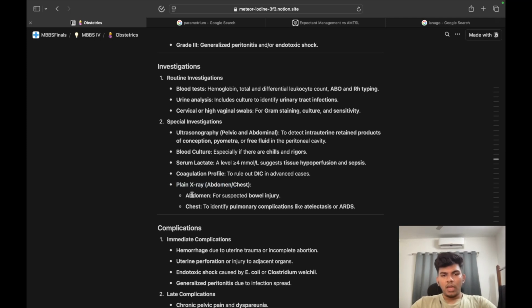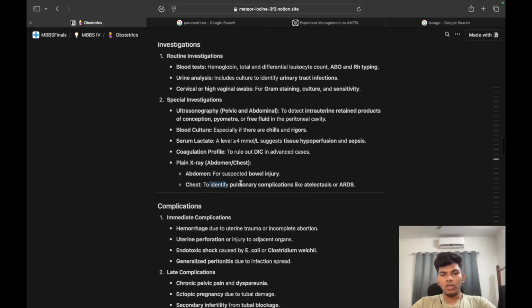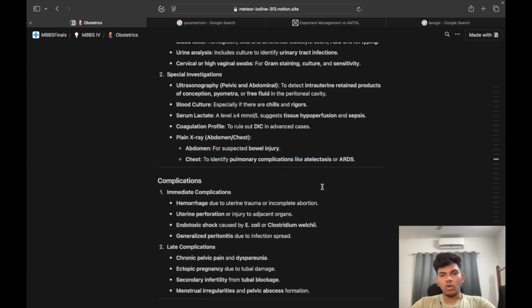Plain X-ray, abdomen and chest: abdomen for suspected bowel injury, chest to identify pulmonary complications like atelectasis or ARDS.